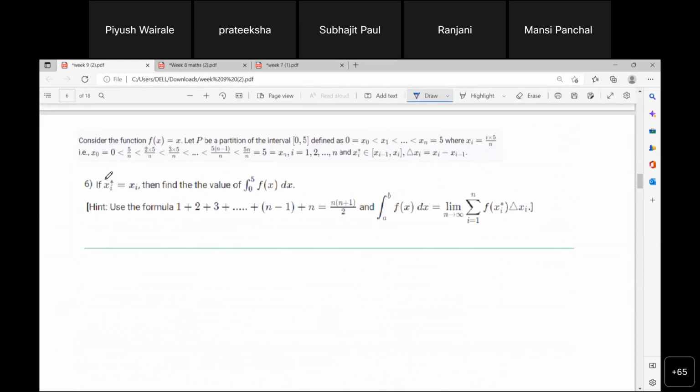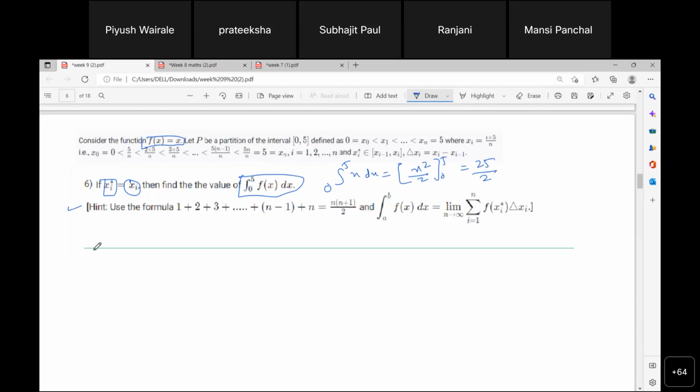Here we are given xi star equals xi, and we have to find the value of this particular function, f of x equals x from 0 to 5. If I calculate the integral from 0 to 5 of x dx, what will be the value? It is x square by 2 from 0 to 5, which is 25 by 2. Now I have to prove whether this integration is correct or not by using the Riemann sum.